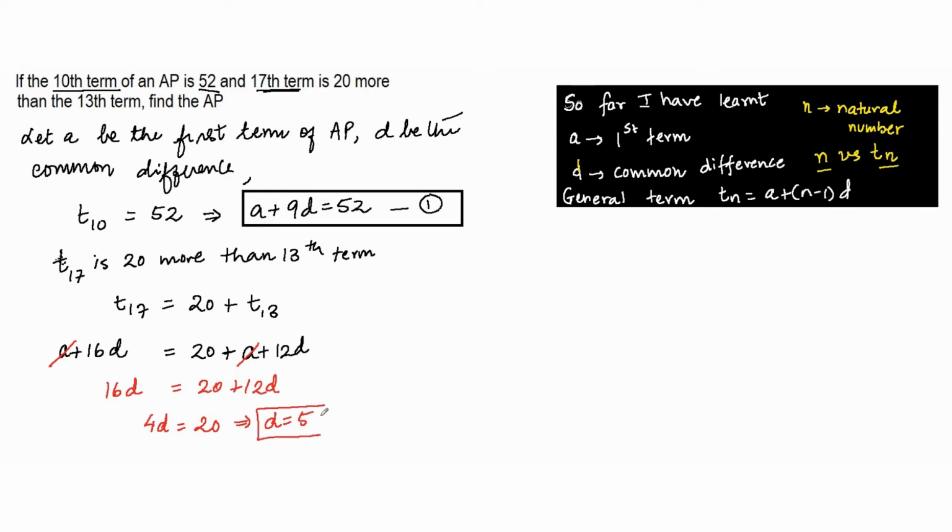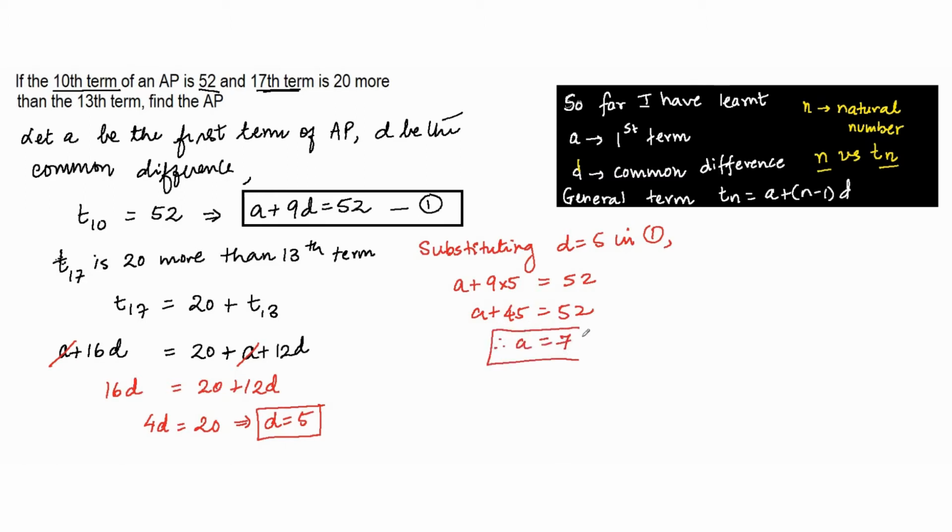So the common difference is 5 for the given AP. This is what we can conclude from the second condition. Now if the value of D is 5, I can substitute D equals 5 in, say, the first equation. What we get is A plus 9 times 5 is equal to 52, which means A plus 45 is equal to 52, and therefore I can say that A is equal to 7.